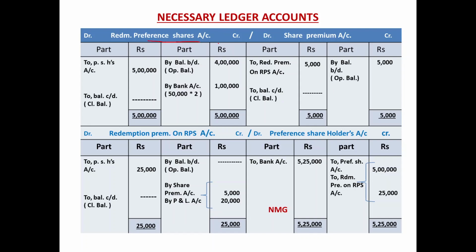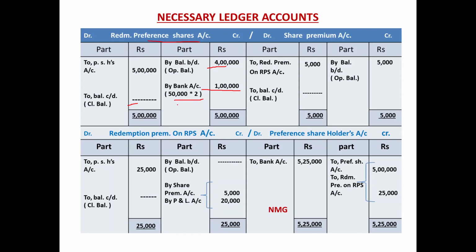Preference share capital. First journal entry: the opening balance was 4 lakh versus no closing balance. First journal entry for the call money, as we saw just in the last discussion. Bank account debited to preference share capital account credited 1 lakh, 50,000 shares into 2 rupees. Now preference share capital has been converted into fully paid up preference share capital.